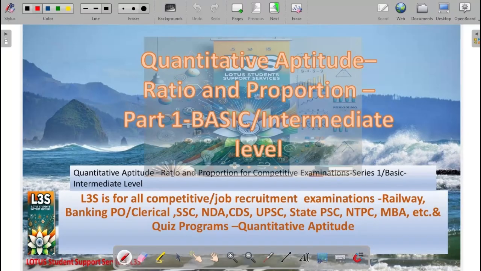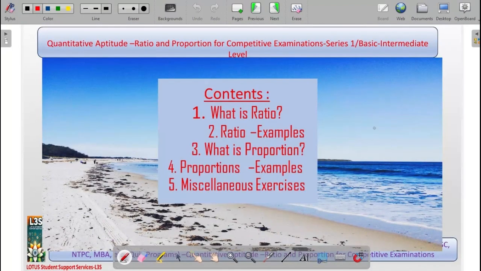Welcome to L3S. In today's session, we will learn about ratio and proportion, one of the important topics in quantitative aptitude for different competitive exams like SSC, banking, UPSC, railway, etc. So let's get started. The contents are: what is ratio, ratio examples, what is proportion, proportion examples, then miscellaneous exercises.